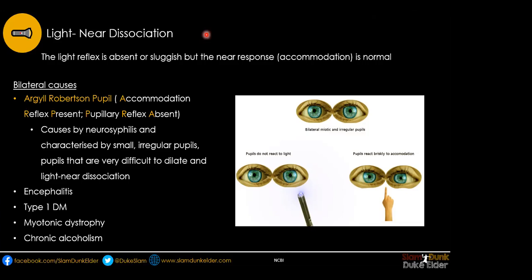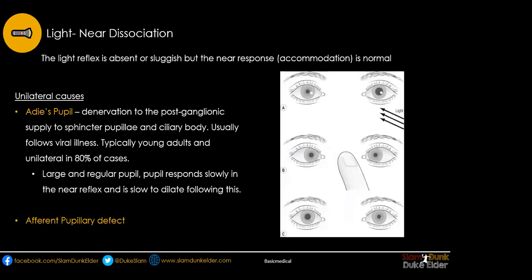Okay, so that's that weird pupil. Okay, and then like I said, the unilateral causes. Thanks, Asta. There we go. So unilateral causes, we're thinking about a Holmes-Adie pupil. So you've got denervation to the postganglionic supply to the sphincter pupillae and ciliary body, and it usually follows a viral illness. It's unilateral in 80% of cases, and you'll find that someone has a large regular pupil, and you can see from the diagram, the pupil that I'm circling now is the affected one.